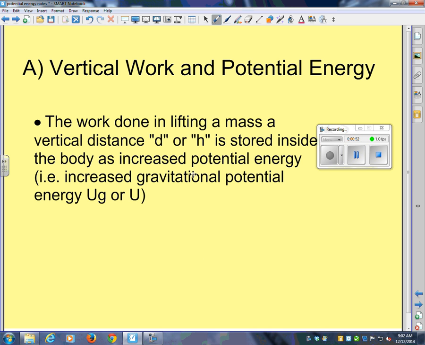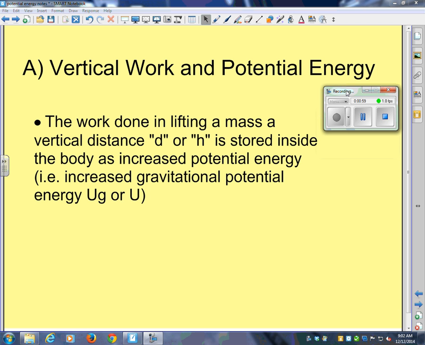Vertical work and potential energy. Work done lifting a mass a vertical distance d or h, both letters are used, obviously d for distance, h for height, is stored inside the body as increased potential energy. And for some reason, who knows why, the letter U is used for potential energy.